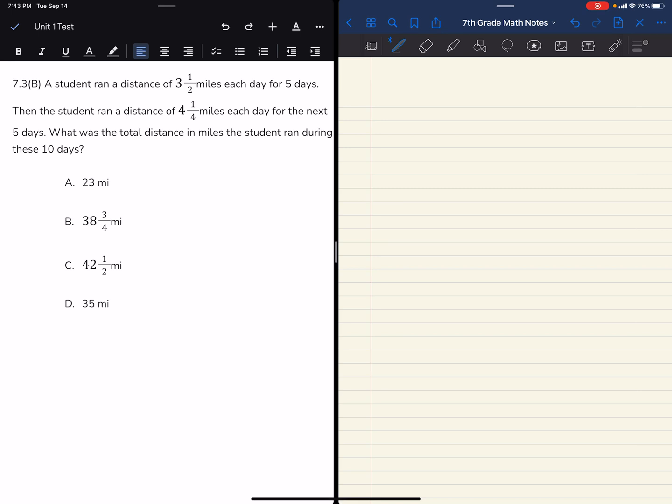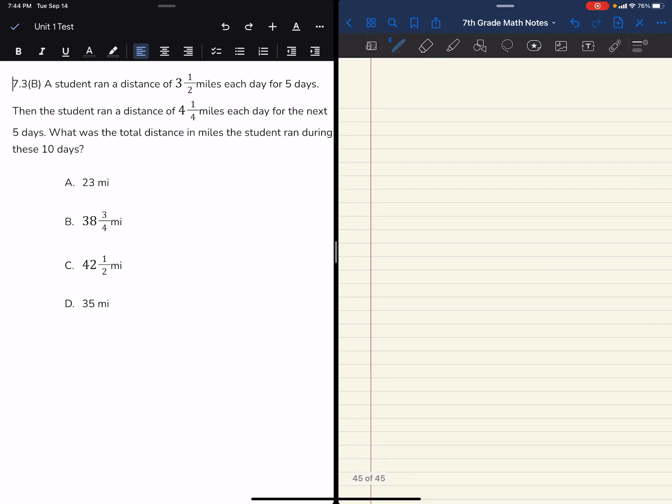So this question reads, a student ran a distance of 3½ miles each day for 5 days. Then the student ran a distance of 4¼ miles each day for the next 5 days. What was the total distance in miles the student ran during these 10 days?